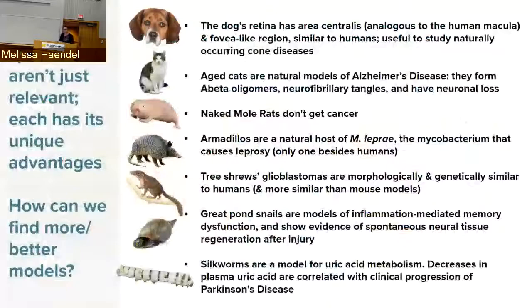So other species aren't just relevant. It's also important to know that it's not just those five model organisms. We actually need all the organisms. We need to learn about the phenotypic consequences of mutation in all the organisms because it helps us understand the biology. It helps us find drug targets. It helps us understand the mechanism of these diseases.